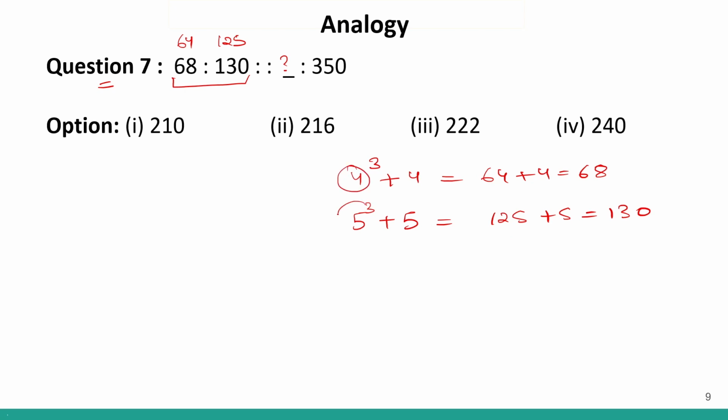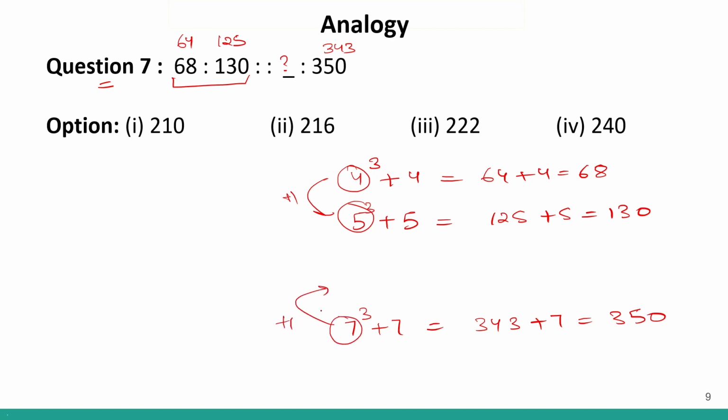So basically 4 and 5, so this has increased by 1. Now we have 350. 350 is close to which number? 350 is close to 7 cube, 343. So basically 7 cube plus 7. 343 plus 7 will give me 350. Correct? So I will go one number behind. I will go for 6 cube plus 6. So 6 cube is 216 plus 6 will give me 222. This will be my answer. 222 is given in option number 3. So option number 3 will be the correct answer to this question.